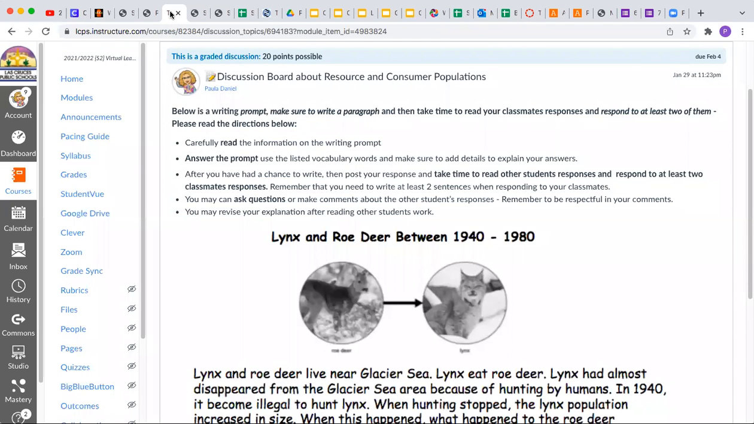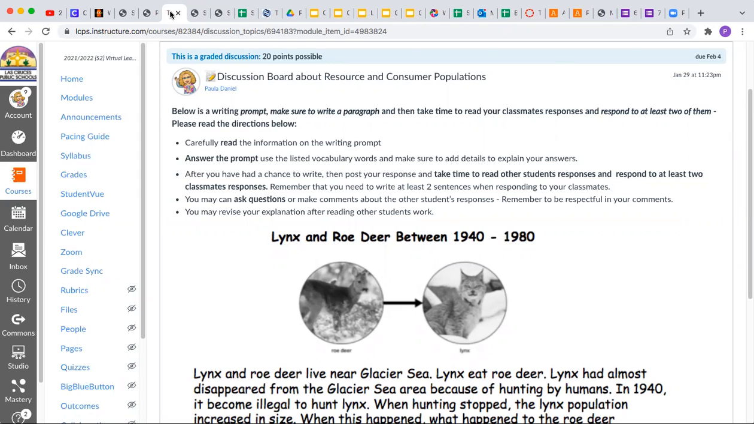And then once you have done those, you're really going to think about a writing prompt. Remember to carefully read the information on the writing prompt. Answer the prompt using the listed vocabulary words and make sure to add details to explain your answer.